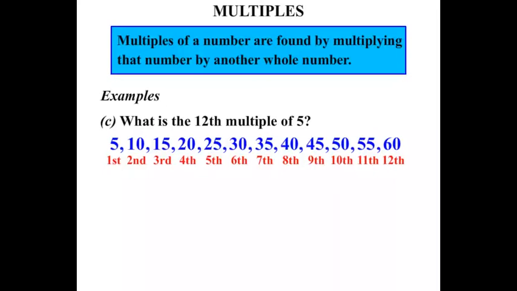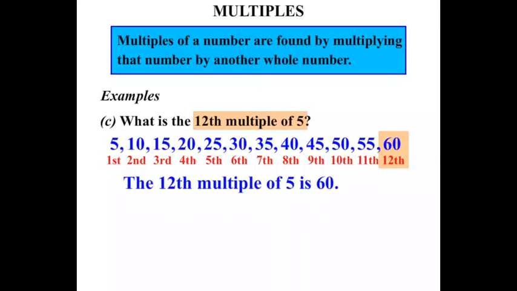Okay, so we got there. The 12th multiple of 5, we can see then, is going to be 60. So let's write that down. Okay, now that's the long way of doing things. What about the short way? Well, the 12th multiple of 5, all we need to think about is 12 times 5. And 12 times 5, of course, is equal to 60. So that's the quick way of doing things.